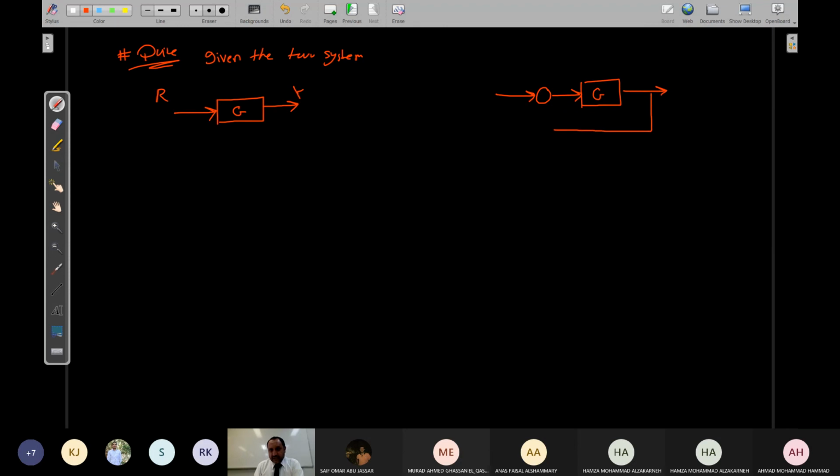Given the two systems. This is the first one. This is the R, this is the Y, and this is the G. And the second system, this is the G. And this is the R and a negative feedback here. And I need you to calculate the S_G^T here equal to what? And the S_G^T here equal to what?